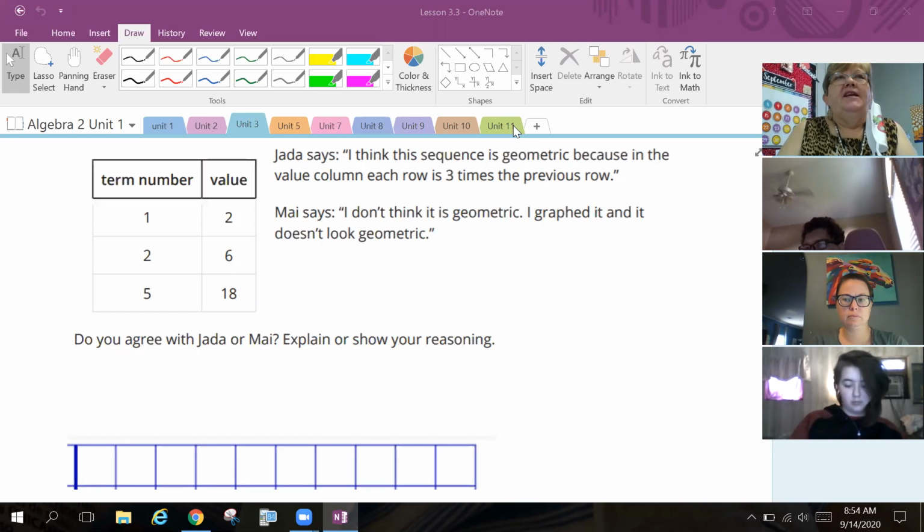So has everybody got this decided? Anybody having trouble with it?